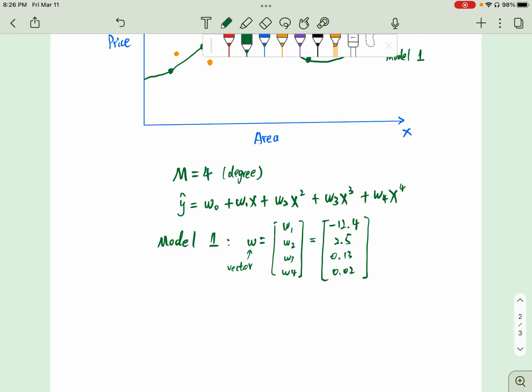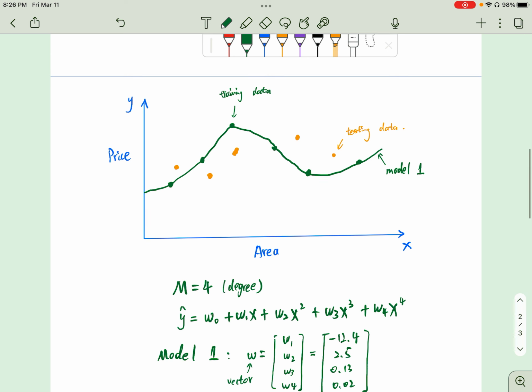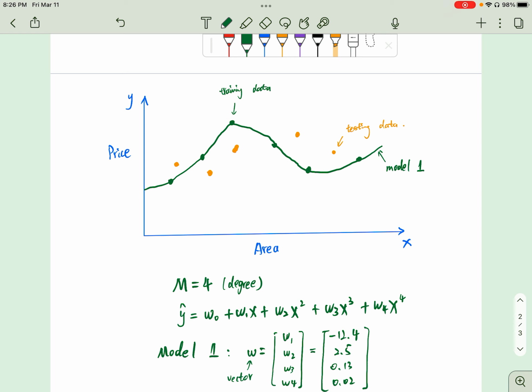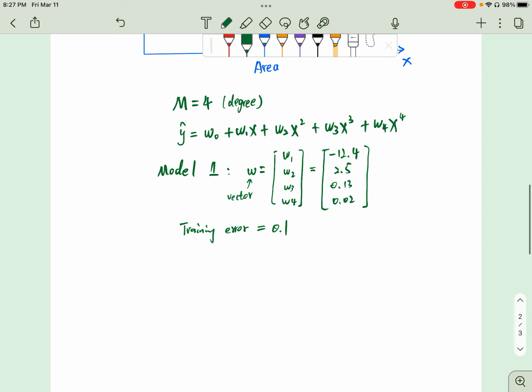And let's also calculate the training error. Maybe the training error based on model 1 equals 0.1. If you want to calculate training error, you just calculate our prediction y hat, and you calculate the distance from each point. You can see that because our model 1 fits the data so well, the training error is very low, very close to 0.